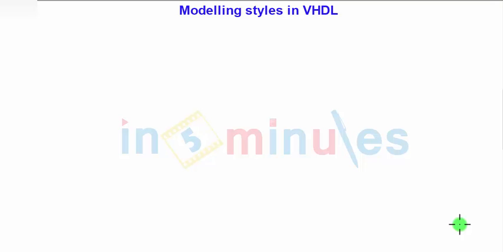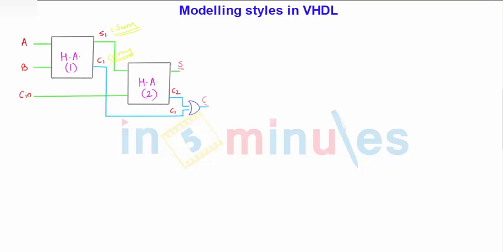Generally we will take an example, and for this example we will solve all the three types of modeling and write down the code for VHDL in all the three modeling styles. The example I am considering here is a full adder. So I implemented a full adder here.